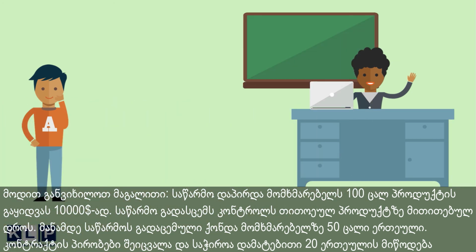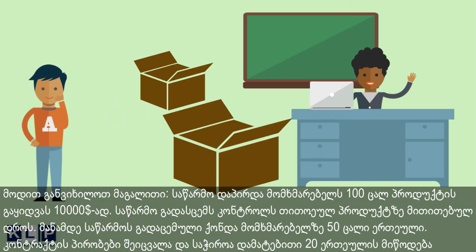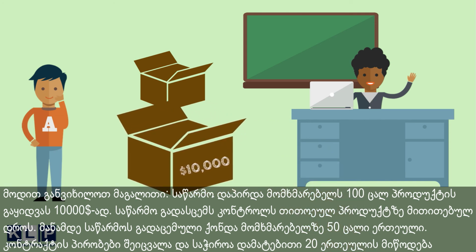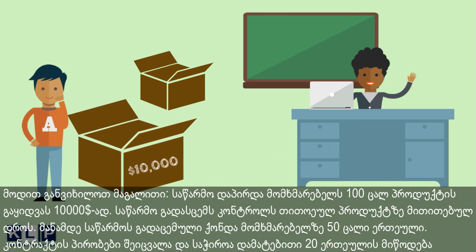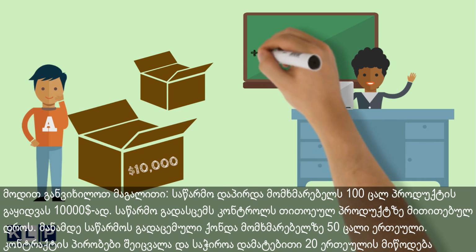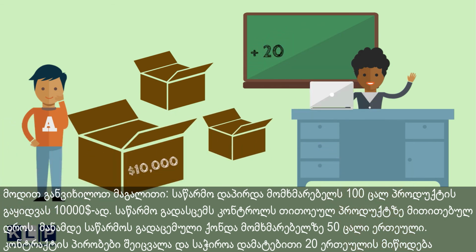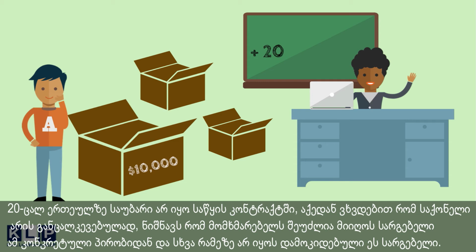An entity promises to sell 100 products to a customer for $10,000. The entity transfers control of each product at a point in time. After the entity has transferred control of 50 products to the customer, the contract is modified to require the delivery of an additional 20 identical products to the customer. The additional 20 products were not included in the initial contract. From here, we have established that the goods in question are distinct. That means the customer can benefit from it on its own and not in connection with something else.